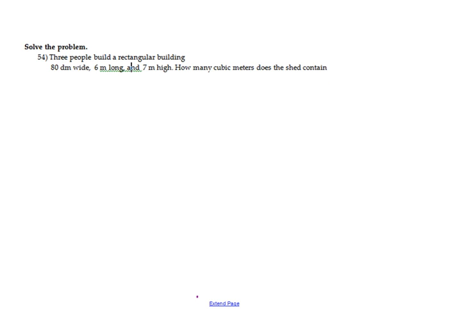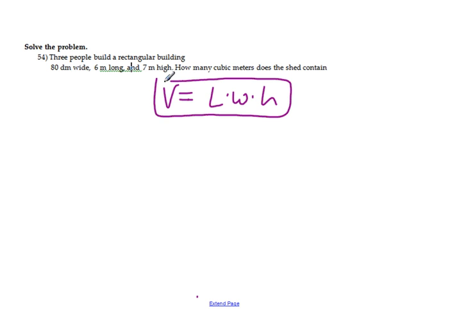Going to number 54, we're dealing with a rectangular building. We have 80 decimeters, 6 meters, and 7 meters high. So we are dealing with a volume of a rectangular solid, which is length times width times height. But this is where you have to be careful. Not all of the units are the same, and they want it in meters. Okay, specifically meters cubed. So this piece here has to be converted.